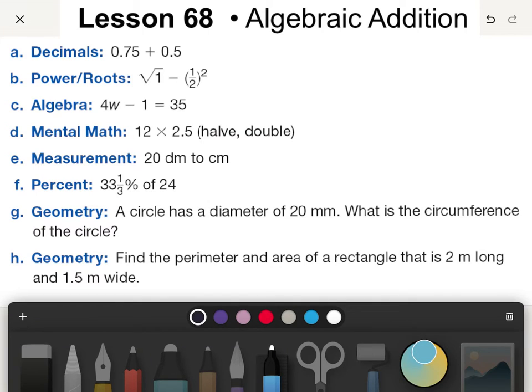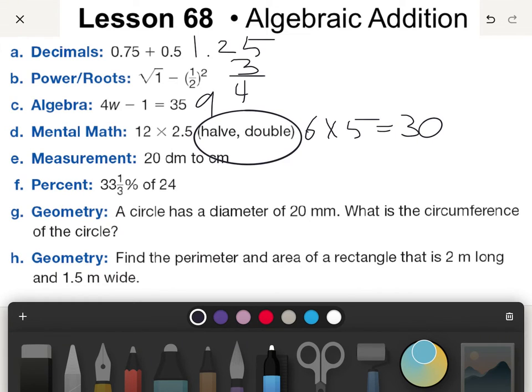Alright, so I could think of 50 cents plus 75 cents is $1.25. Then looking at that, square root of 1. So 1 minus 1/4 would be 3/4. Then 1 plus 35 is 36 divided by 4 is 9. Have and double. So I could look at this as 6 times 5 equals 30. That's what they mean by have and double. Half one, double the other, and oh my goodness, it's so simple.